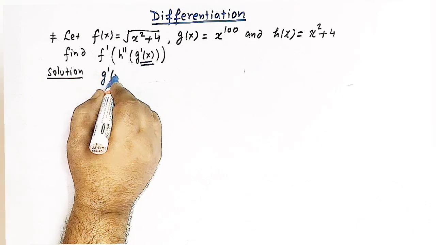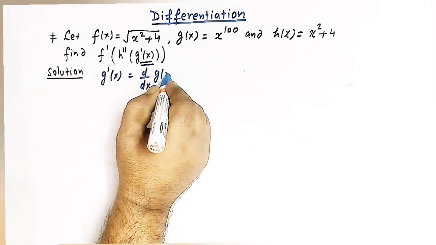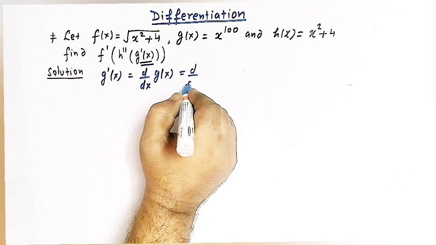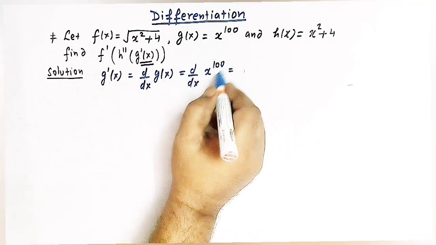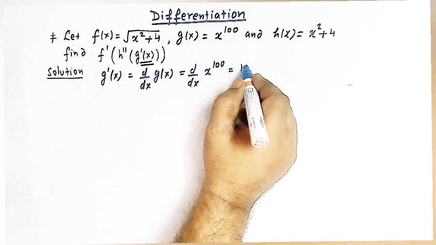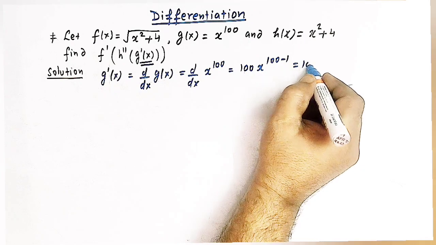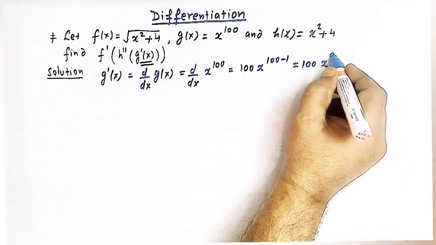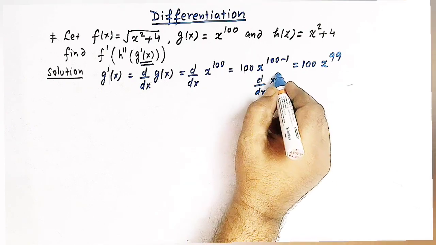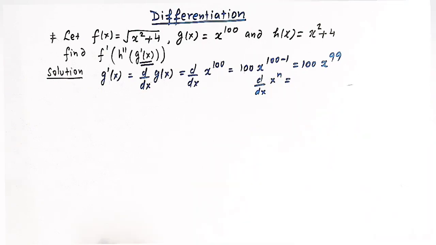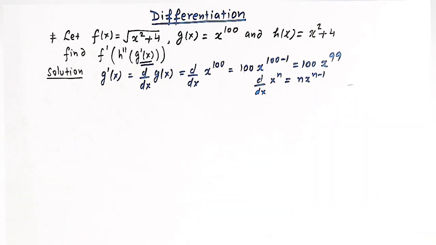So g prime of x is equal to d by dx of g of x, and this is d by dx of x raised to 100, right? And the derivative of x raised to 100 is 100 x raised to 100 minus 1, that is 100 x raised to 99. Here we have used the power rule for differentiation, that is n x raised to n minus 1, right?